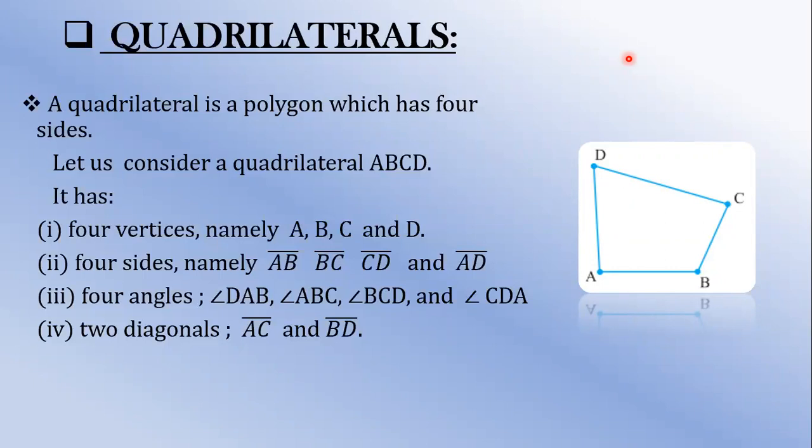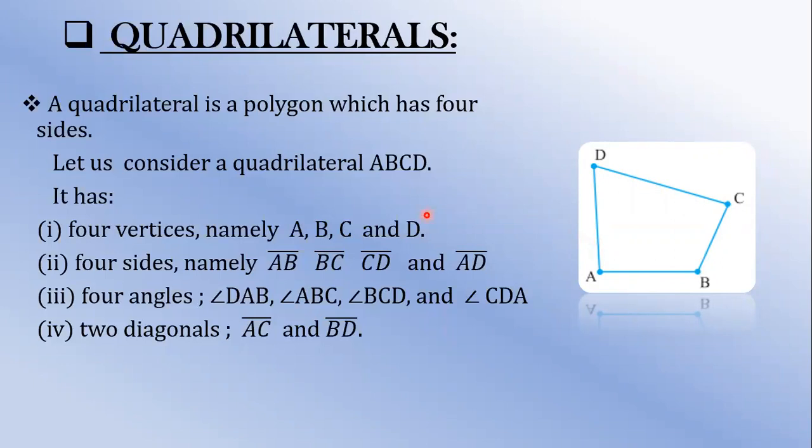Now we are going to learn about the properties of the quadrilateral. Let us consider the quadrilateral ABCD. Here you know it has 4 sides. Which are the sides here? Line segment AB, line segment BC, line segment CD, and line segment AD. So a quadrilateral has 4 sides.